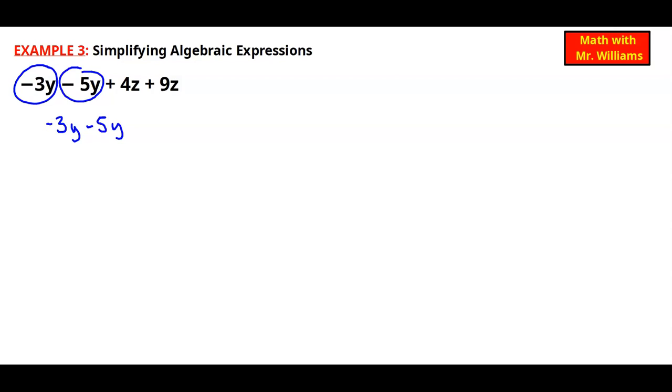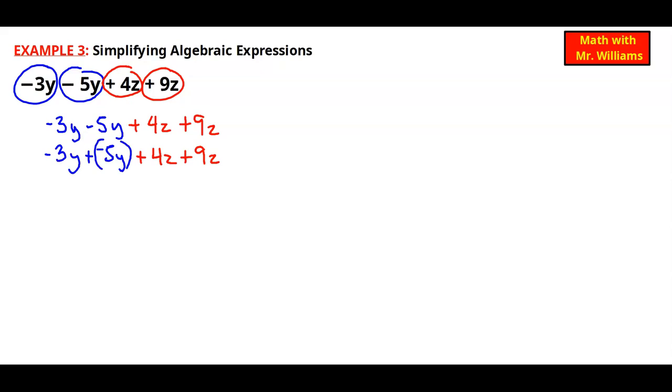All right, let's go ahead and I'll change out my color so you can see it. So we have a positive 4z and a positive 9z now. Those are like terms too. So let's go ahead and combine our like terms. So we have negative 3y minus 5y, which we know when we do subtraction with our integers, we need to add the opposite. So let's rewrite this. All right, so now we have negative 3y plus a negative 5y plus the 4z plus 9z.